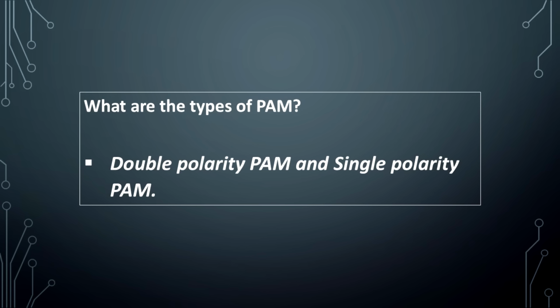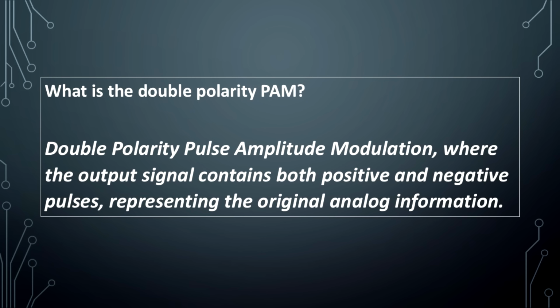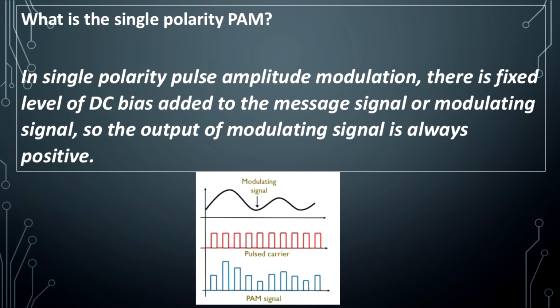What are the types of PAM? Double polarity PAM and single polarity PAM. What is the double polarity PAM? Double polarity pulse amplitude modulation, where the output signal contains both positive and negative pulses, representing the original analog information.